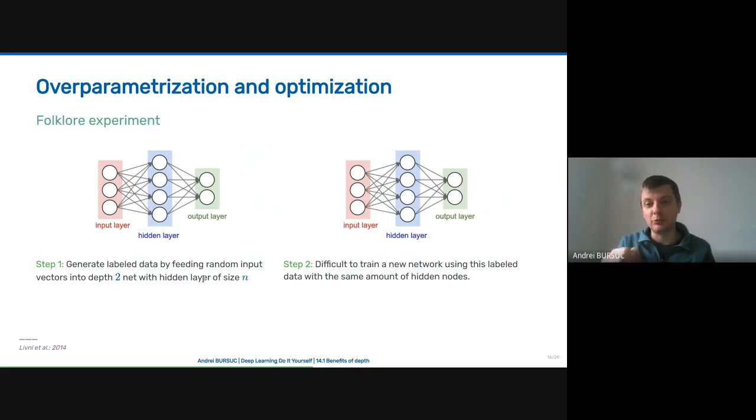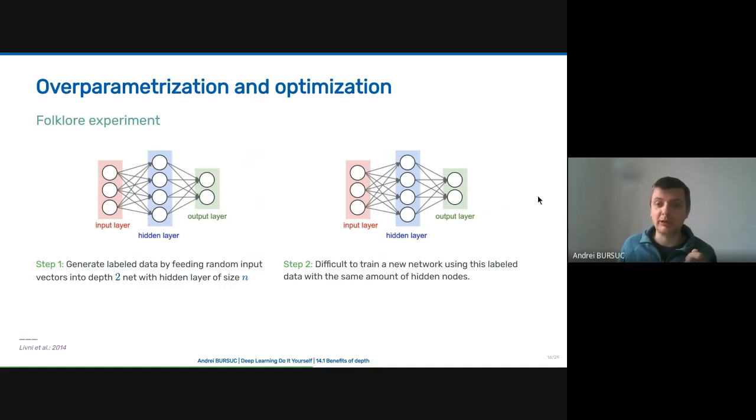Right. In step 2, I take another network with exactly the same architecture, but with a different initialization. So what we do here, we use the inputs and the outputs from the previous step as training data, right? So I take these random vectors and I train this network to output the exact random output from the first network, and this is my label, right?